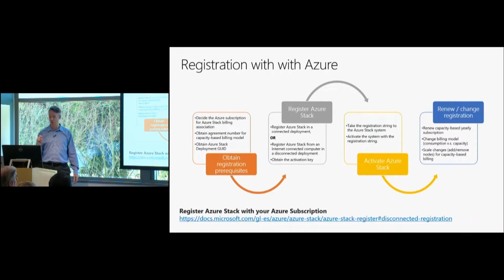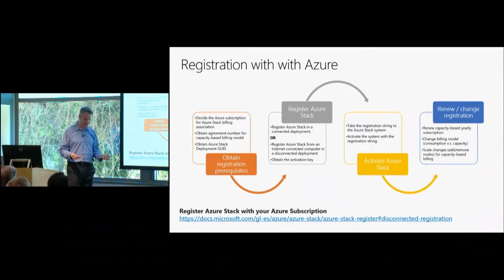It's possible to change the registration. We'll talk about that in the things that are available to be done or undone. So you can change from a consumption to a capacity model. You can also make scale changes. So if you had a disconnected Azure Stack that started life as a 4 node and you added four more server nodes to make it an 8 node, you need to re-register it because now you have more capacity available in your Azure Stack and your monthly bill should be proportionally higher.